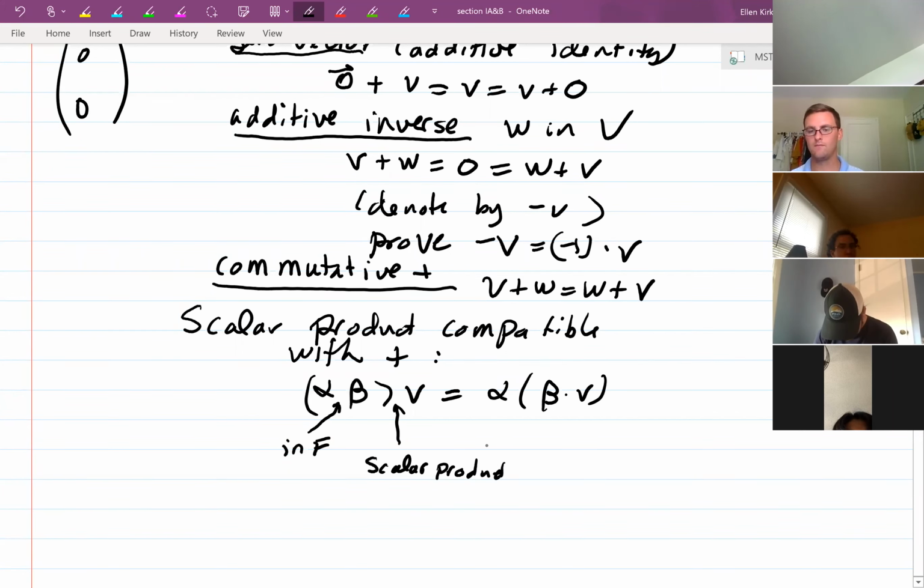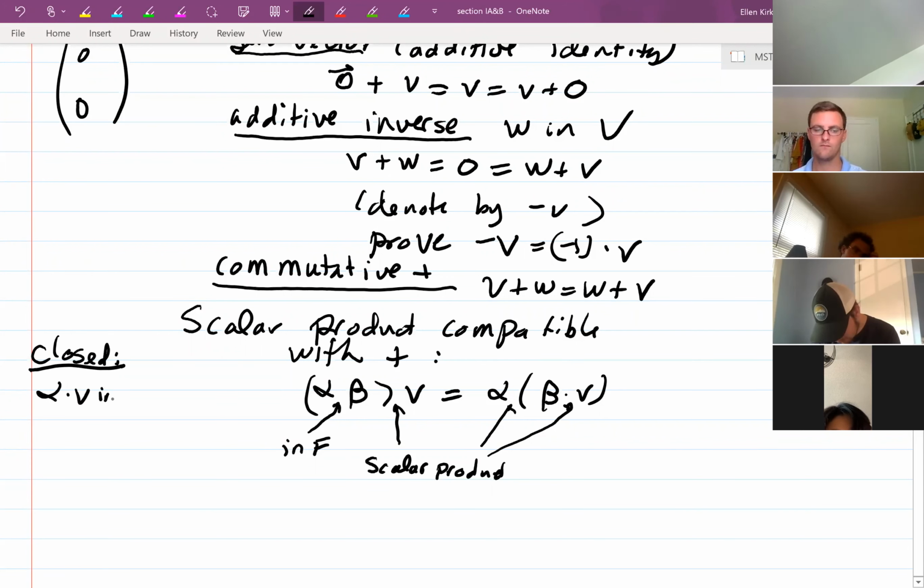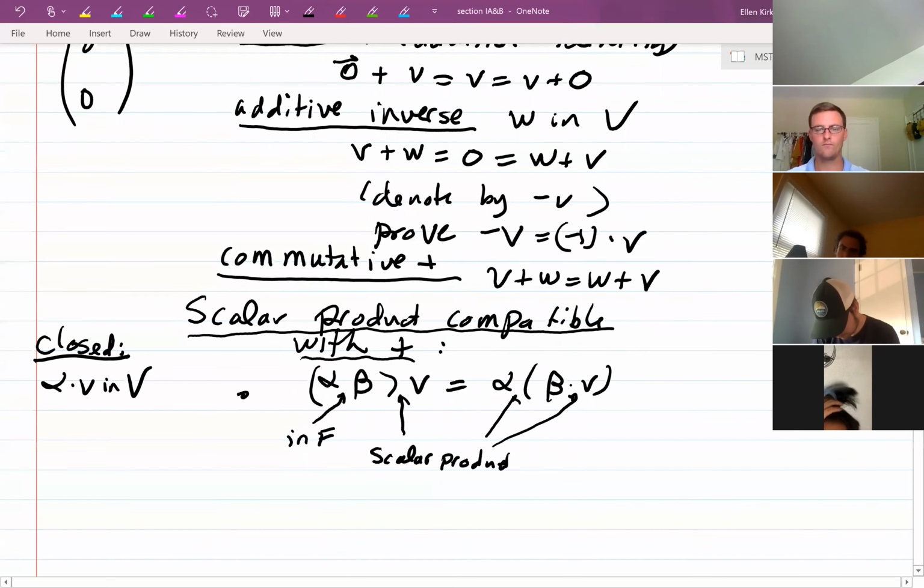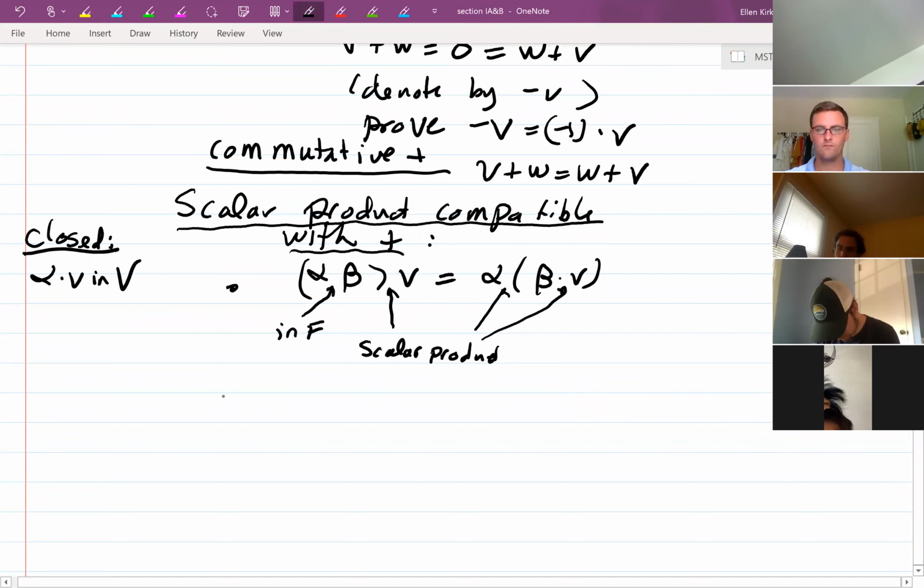Okay, but over here, these are all scalar products. Because first of all, I multiply beta by V, and I get another vector. So that's a product of a number times a vector, giving me a vector. And then this is a number times another vector, giving me a vector. And I should have also said this is closed. In other words, alpha times V is always in V. Okay, so scalar product is compatible with plus. So this looks like an associative property, but as I say, they aren't the same operation. So it's an assumption you have to make.